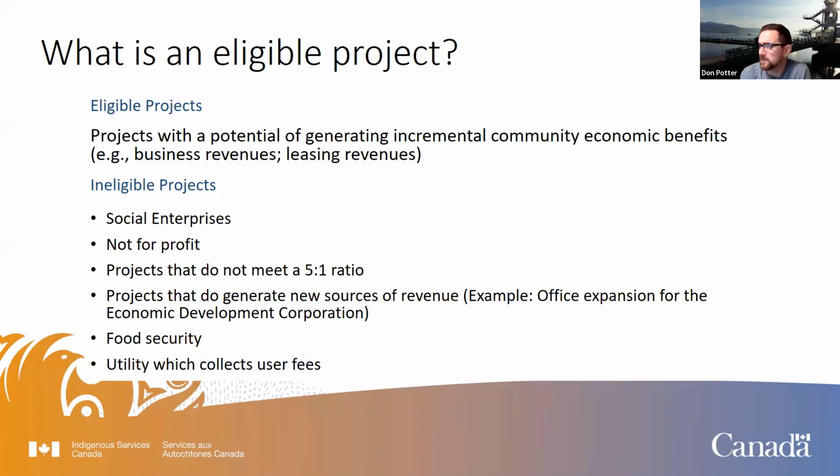Josh or Vanessa, can you help me out with that one? I'm trying to figure out what we mean by that. Projects that do generate new sources of revenue, for example, office expansions for the economic development corporation. I think maybe that's supposed to say do not generate new sources of revenue. So I think we're going to have to fix that one. Yeah, do not should be. Yeah, that's what it should be. Also food security and utility, which collects user fees.